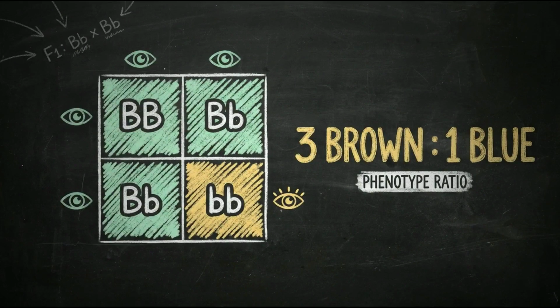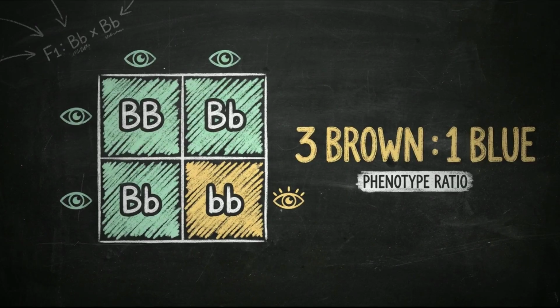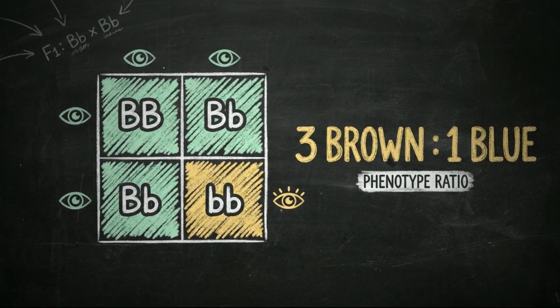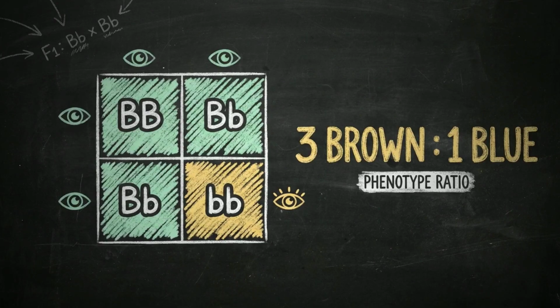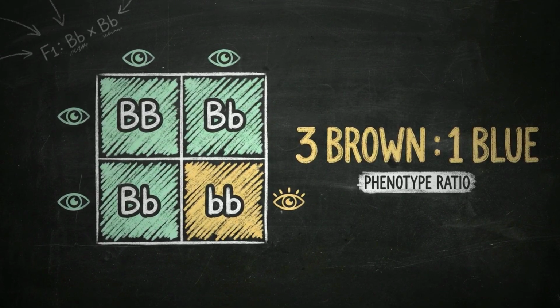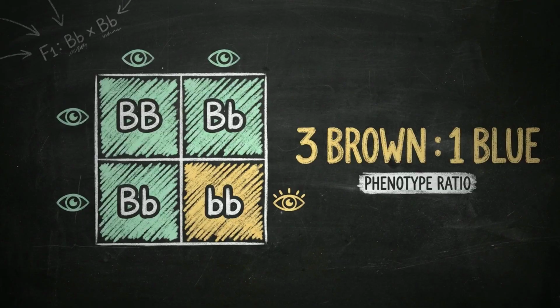Now read your phenotype ratio. BB has a dominant allele. It shows brown eyes. Bb also has a dominant allele. It also shows brown eyes. Only bb has no dominant allele. It shows blue eyes.